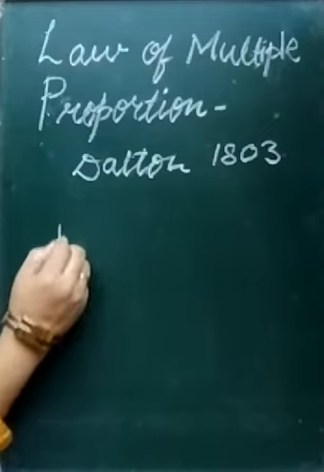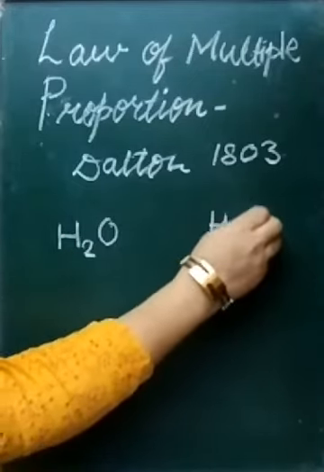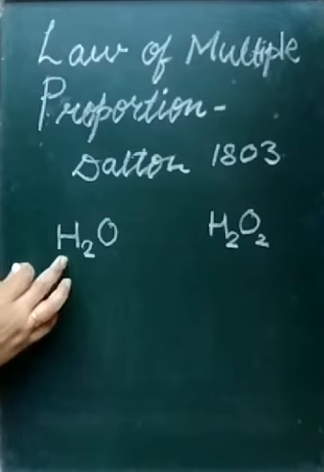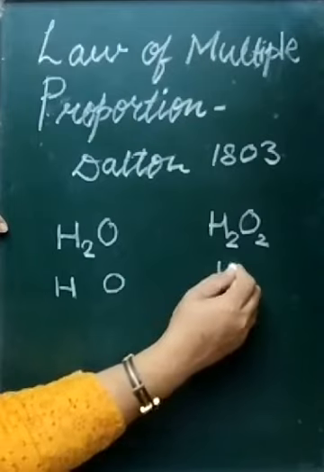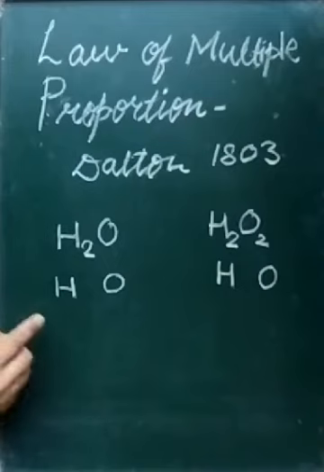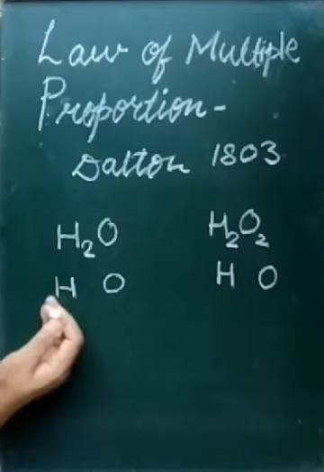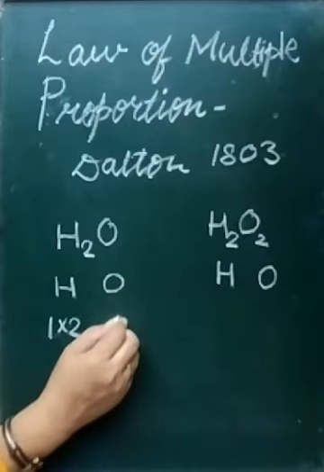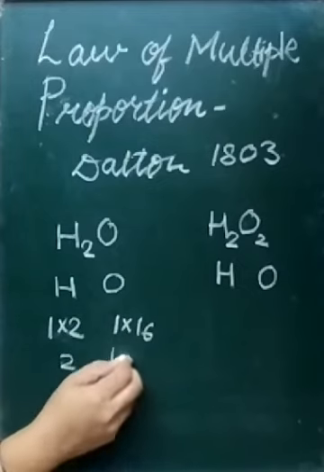Suppose we have two compounds, one is water, another is H2O2. We have seen these examples in constant proportion also. Here, what are the elements? Hydrogen and oxygen. Here also, hydrogen and oxygen. If we see how many parts of hydrogen there are, we see two atoms. The atomic mass of hydrogen is 1, so 1 into 2. Here oxygen is 1 into 16. So here it is 2 is to 16.